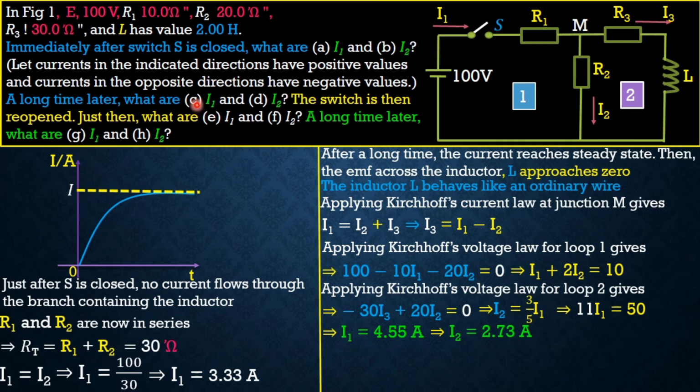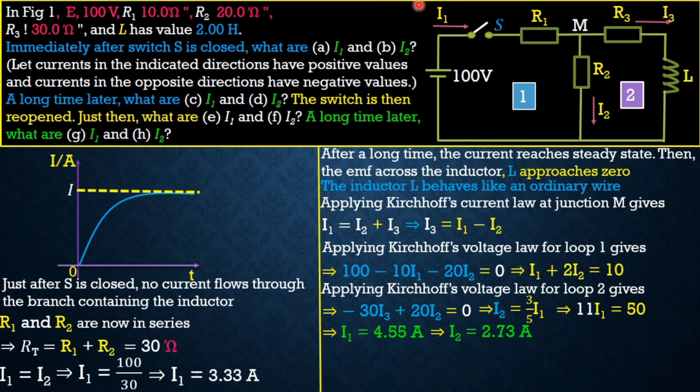All right. So guys, that's how we can answer that problem. Then now they are saying that the switch is then reopened. Now just then, what are I1 and I2? All right. So now guys, when this switch is just opened, normally what makes the current I1 flow in this branch is what? This EMF, right? Great.